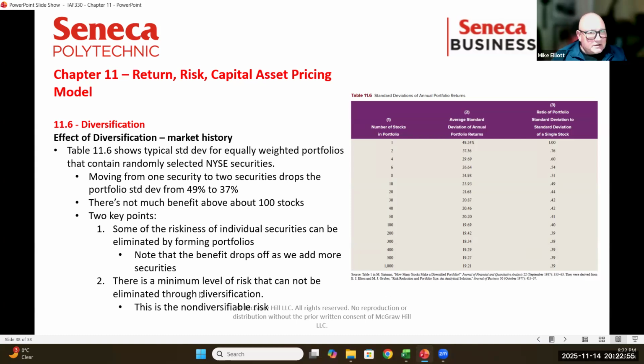So some of the riskiness of individual securities can be eliminated by forming portfolios. We know that. The benefit drops off as you add more securities. We know that. We also know that there's a minimum level of risk that you're never going to get rid of. And we see that from the standard deviations in the portfolio. We never get much below about 19.5 or 20%. That seems to be, if you want, the latent risk. That seems to be the idiosyncratic risk that is buried in the portfolio. You never get rid of it.